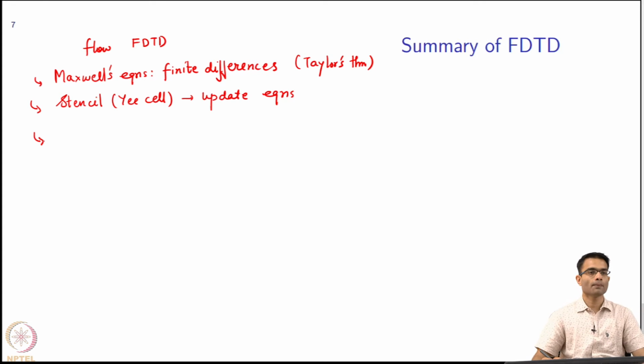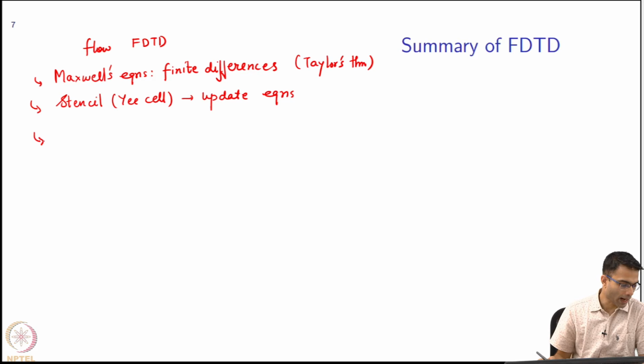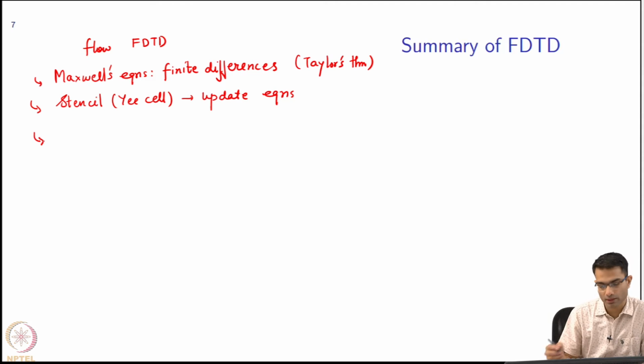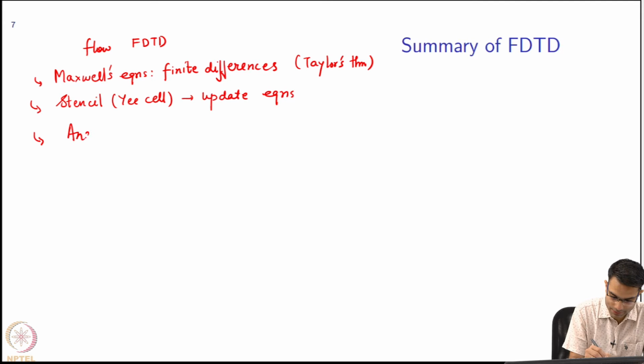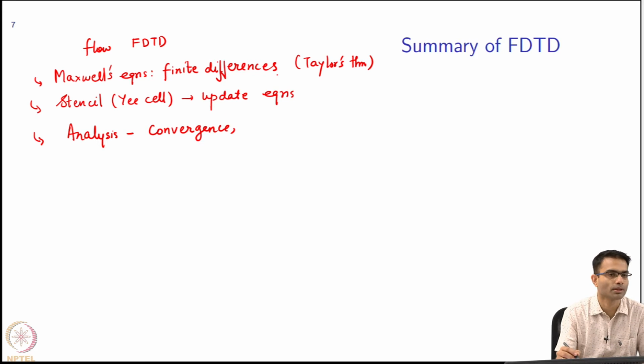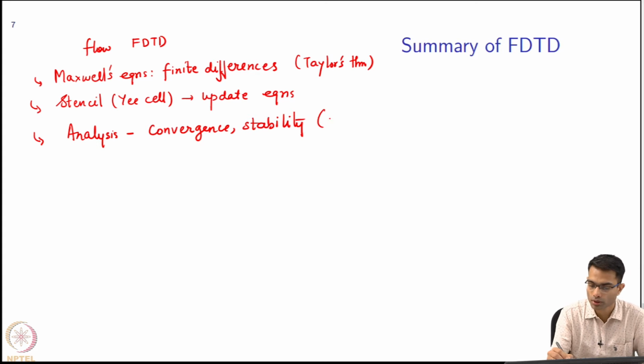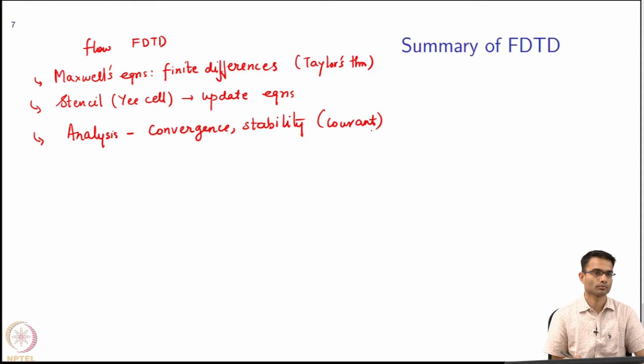After that, what did we do? We had our update equations, and we knew how to step it in space and time. We looked at stability, and before stability, we did analysis, convergence we did, and stability. This is where we got our Courant parameter, right, and we had that Lax-Richtmyer theorem as well.